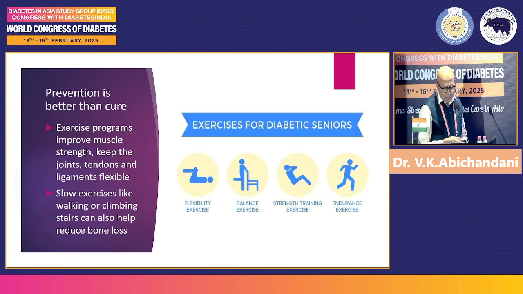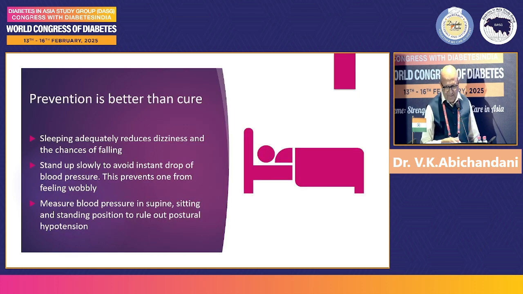Exercise programs improve muscle strength, keep the joints, tendons, and ligaments flexible. And slow exercises like walking or climbing stairs up and down can also help reduce bone loss. However, the exercises for the diabetic seniors are captured here: flexibility exercise, balance exercise, strength training exercise, endurance exercise. These are the categories which are best offered to our elderly persons with diabetes. And sleeping adequately reduces dizziness and the chance of falling.